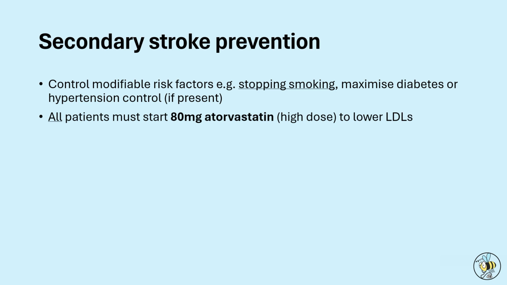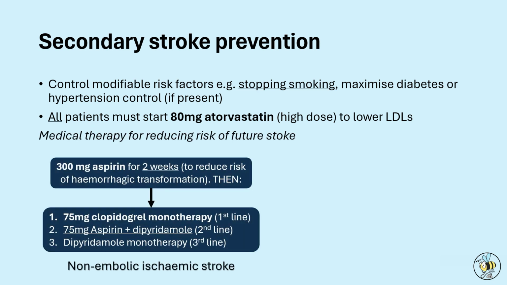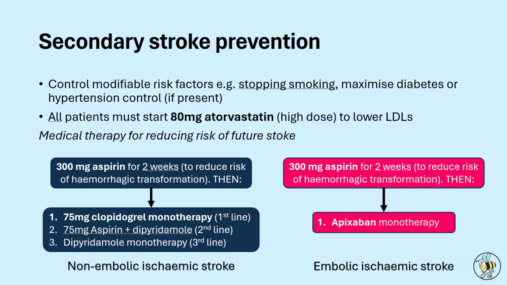Following a stroke, all patients are started on high dose, i.e. 80 mg atorvastatin to lower LDLs. For non-embolic ischemic stroke, you give 300 mg aspirin for 2 weeks to reduce hemorrhagic transformation, followed by 75 mg clopidogrel monotherapy. If clopidogrel is not tolerated or contraindicated, then give 75 mg aspirin and dipyridamole. Dipyridamole monotherapy is third-line therapy if clopidogrel or aspirin is contraindicated. For embolic ischemic strokes, apixaban monotherapy or other suitable DOACs are indicated following aspirin.